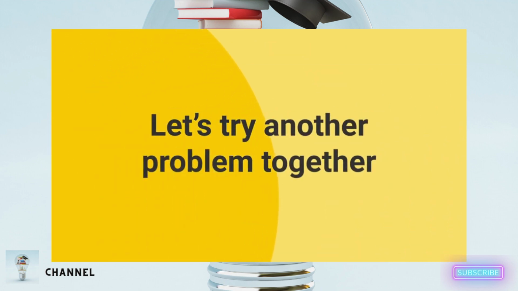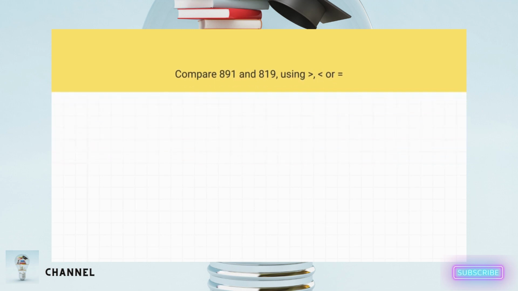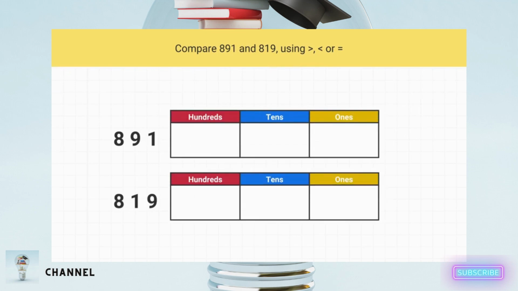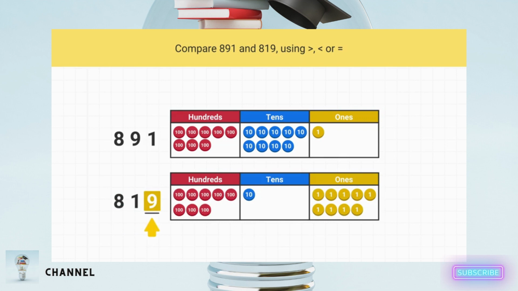Let's try another problem together. Let's compare 891 and 819 using the greater than, less than, or equal to symbol. First, let's show these numbers with place value disks. Which of these shows 891? 891 is made of 800s, 9 tens, and 1 one. Next, how can we show 819? 819 is made of 800s, 1 ten, and 9 ones.